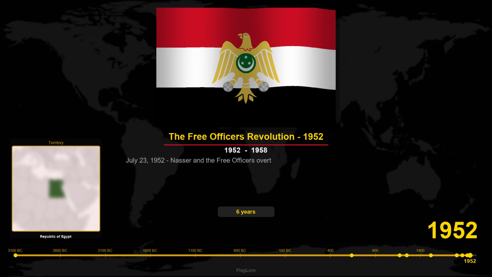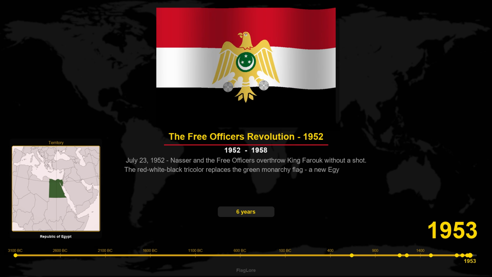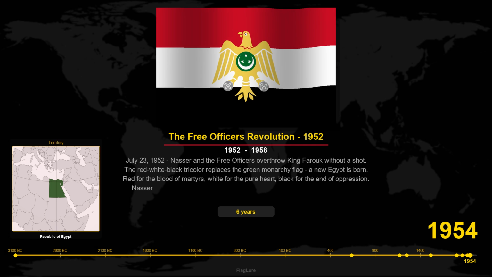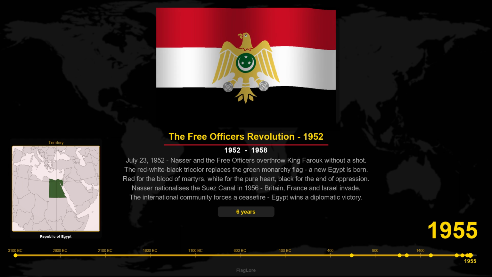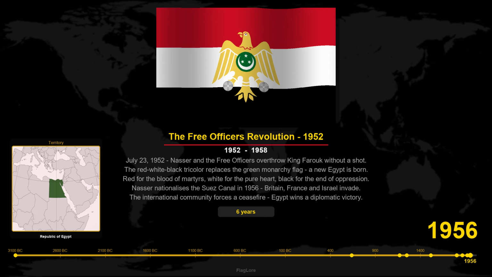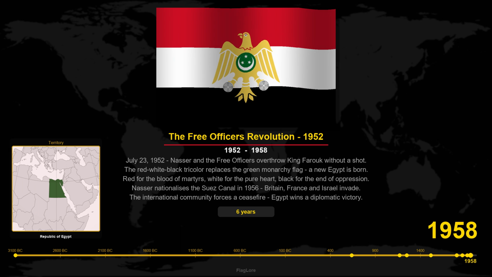In 1952, Gamal Abdel Nasser's free officers overthrew the monarchy. They introduced the iconic red, white, and black tricolour, symbolizing the end of oppression and the dawn of a new, independent republic that successfully reclaimed the Suez Canal.